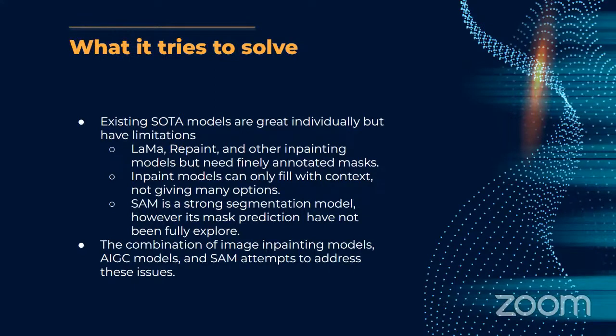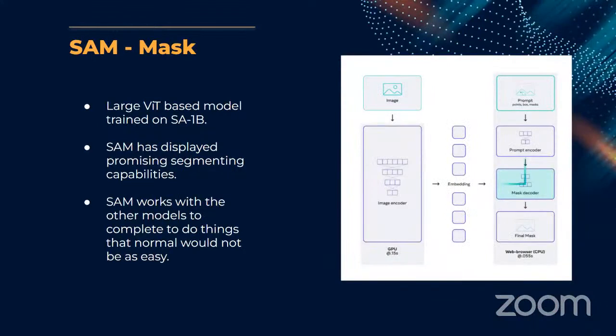To speak about the different models that make it up, SAM is a state-of-the-art ViT-based image segmentation model, which was recently released. It was trained on the SA-1B dataset, which contains 11 million images and 1.1 billion masks. SAM has already demonstrated great functionality and works in tandem with the other models to perform tasks that I will discuss in more detail in the next two slides.